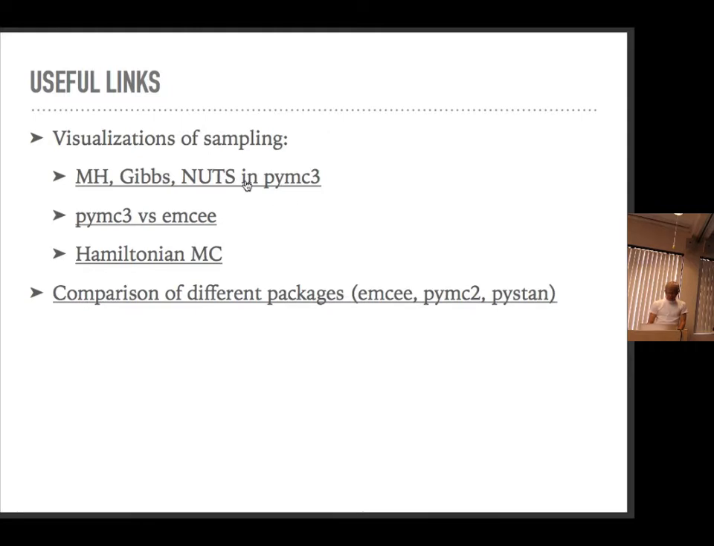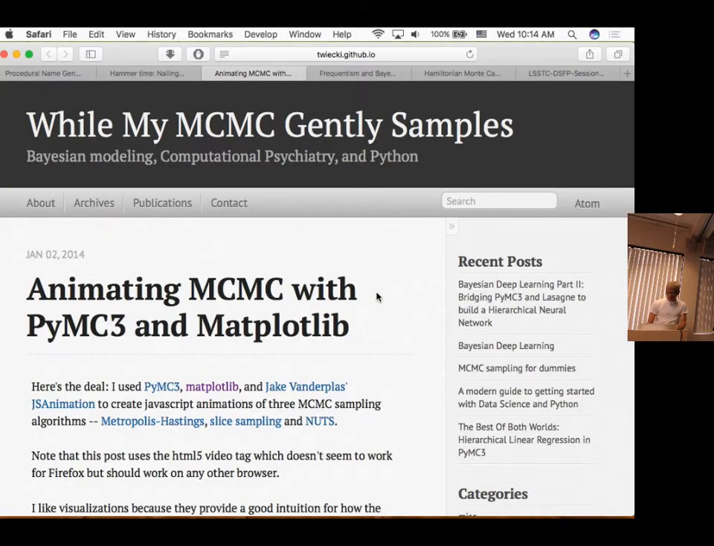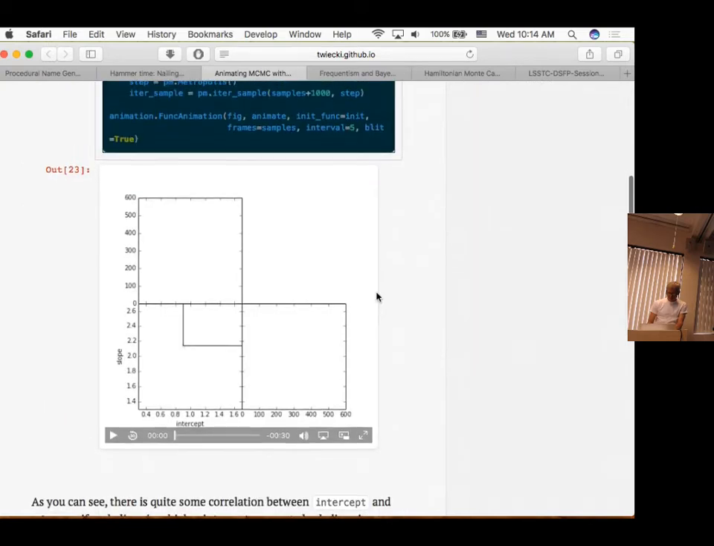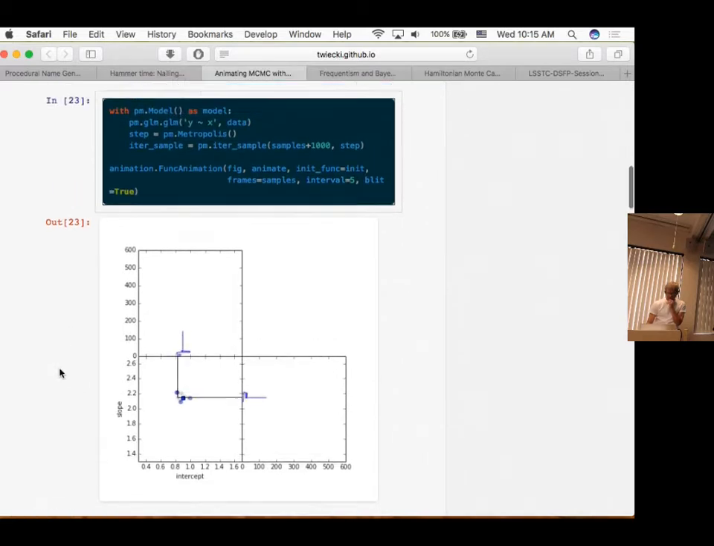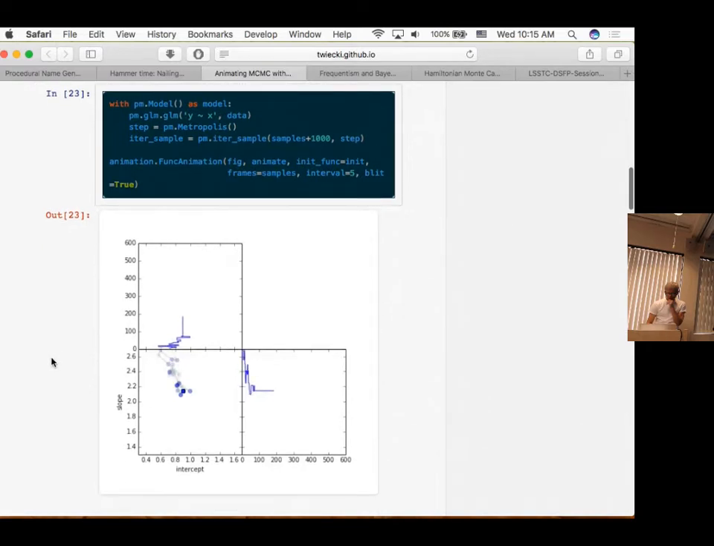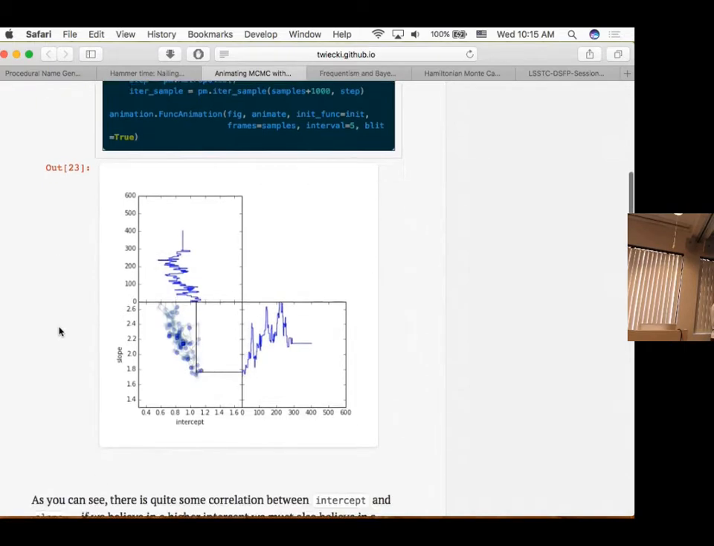Okay, so some useful links here. Some people have made kind of cute animations to compare the different samplers. I just want to briefly show you so you know what's available, but we don't have time to dig in deep and look at these. So this first one is a Metropolis-Hastings sampler. It's just a two-dimensional Gaussian, so you can see the points, how that thing walks around.